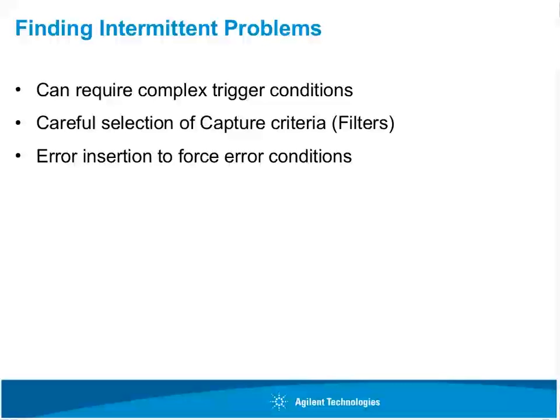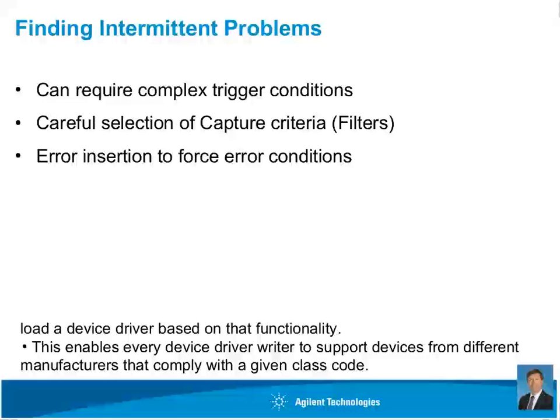So finding intermittent problems, you really need some complex trigger conditions at times. You need to be able to closely control your filtering capability because of the depth of information. Sometimes your traces can take days of information to look for these intermittent problems. And so you need to be able to capture and turn filtering and capturing on and off as needed. I want to mention too some of the error insertion capabilities that will be needed for testing a protocol.